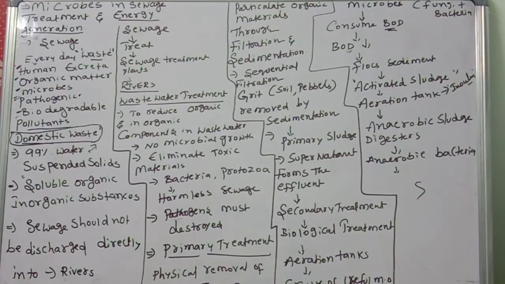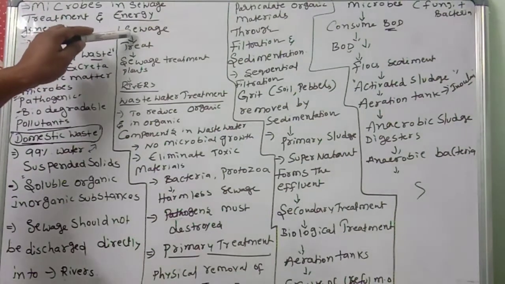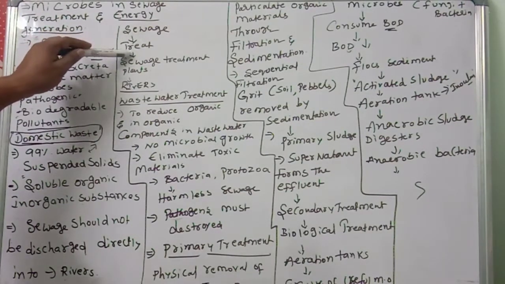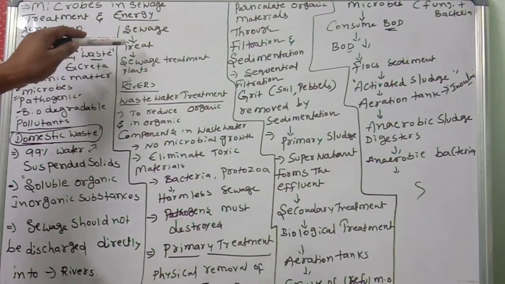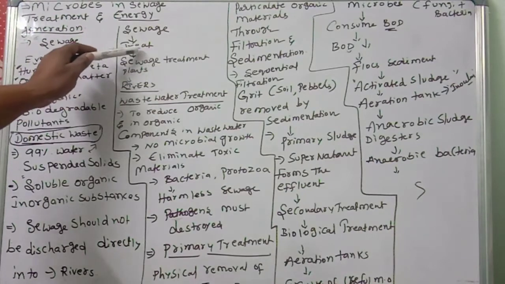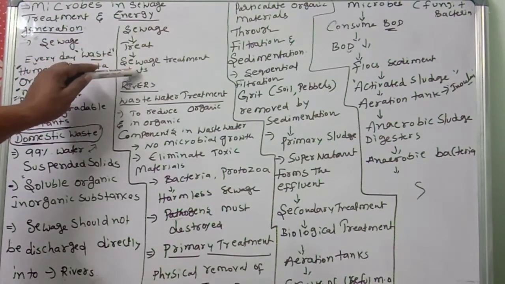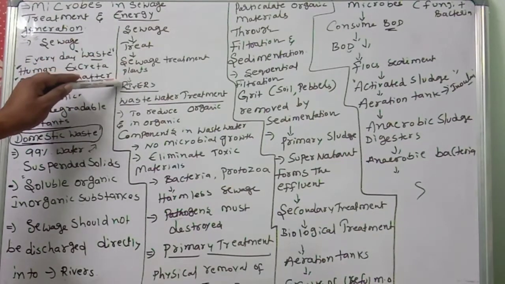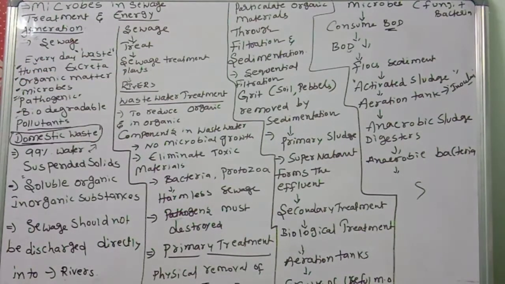Then what do we have to do? We have to treat the sewage. We have to separate the harmful substances, remove the pathogens and dangerous substances, and then send the water to the rivers. That means we have to treat the sewage in sewage treatment plants, and only then send it to the rivers. That is good for the public, animals, and all who depend on that particular river.